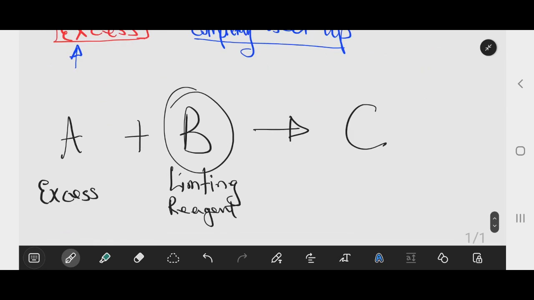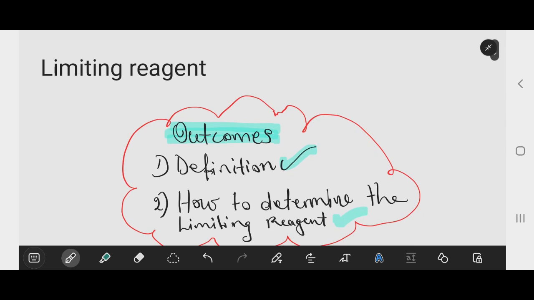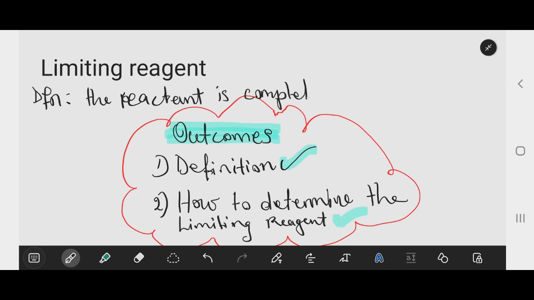So what is the limiting reagent? Let's go back to the definition. What is the limiting reagent? So the limiting reagent is the reactant that is completely used up in a chemical reaction.